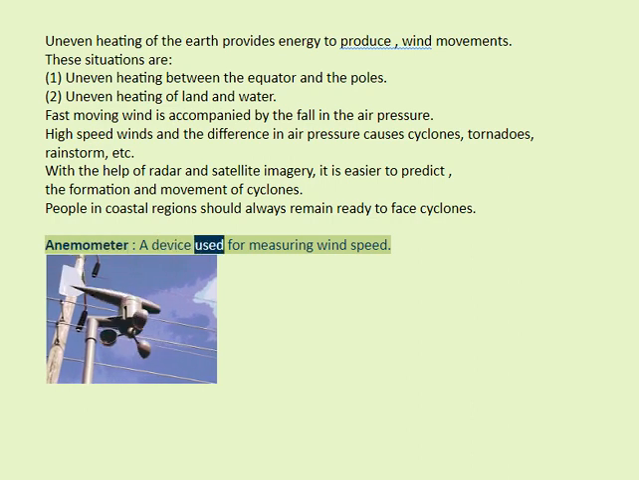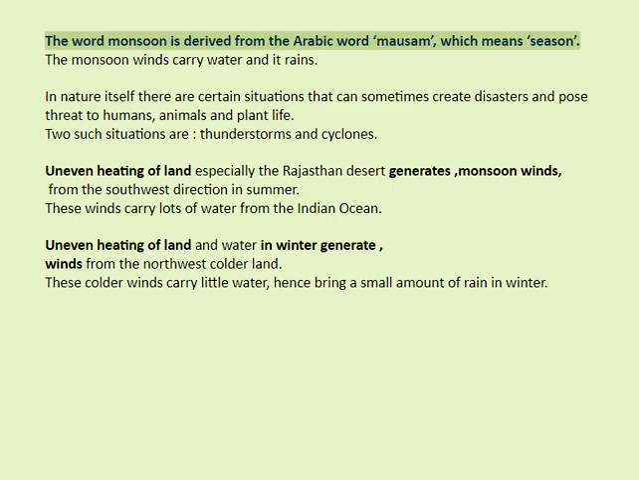Anemometer, a device used for measuring wind speed. The word monsoon is derived from the Arabic word mawsum, which means season. The monsoon winds carry water and it rains.